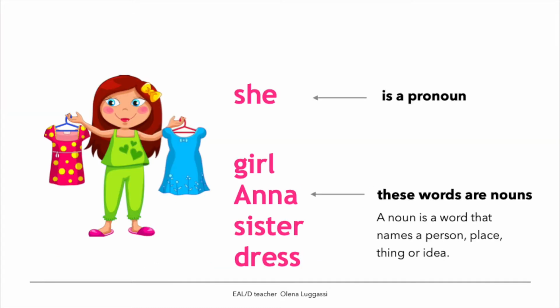Let's have a look at these words. She is a pronoun. Girl, Anna, sister, dress. These words are nouns. A noun is a word that names a person, place, thing, or idea.